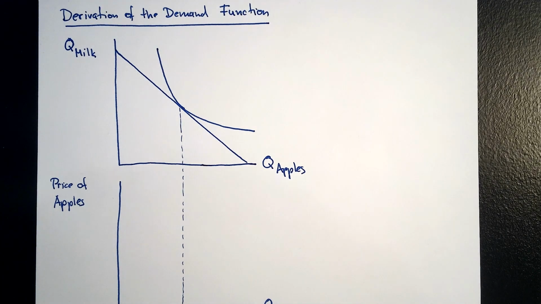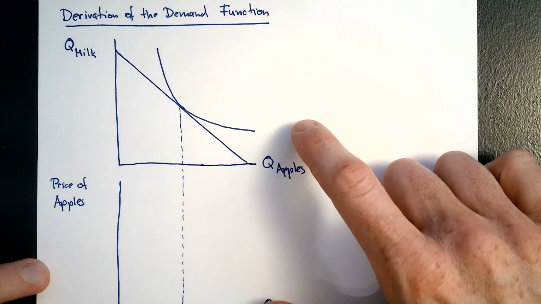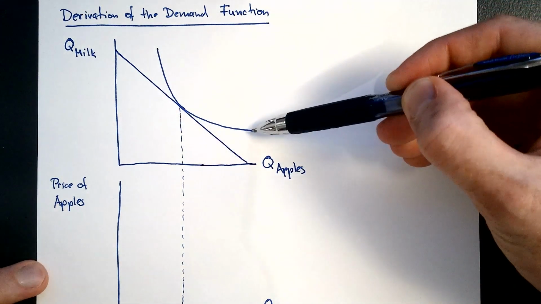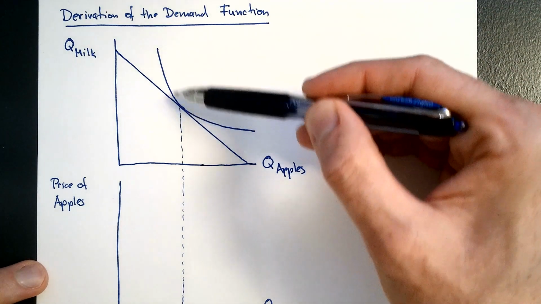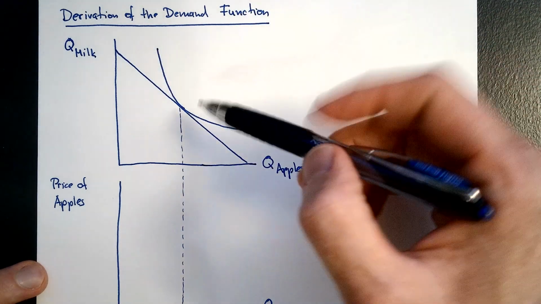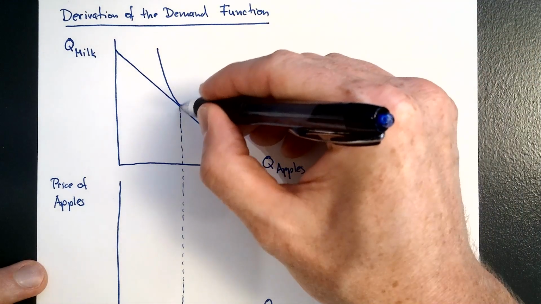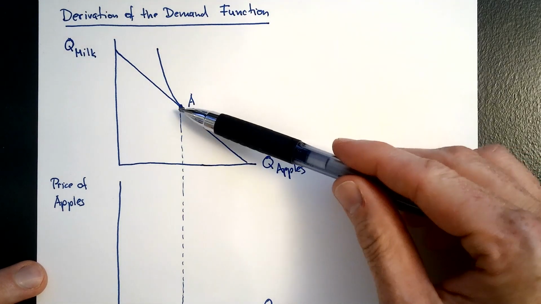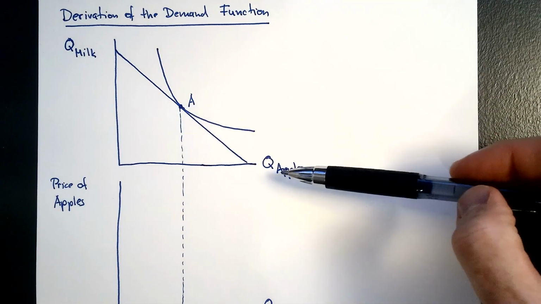Let us show how we can derive the demand function using consumer preferences, budget constraints, and the optimal choice of a consumer. Now, in this case, we are going to derive the demand function for apples. And what I have drawn on top here is the graph that we have seen before. We have an indifference curve, and that indifference curve is tangent to the budget constraint. And where it is tangent to the budget constraint, let's call this bundle A. This is what the consumer chooses to consume of apples and milk.